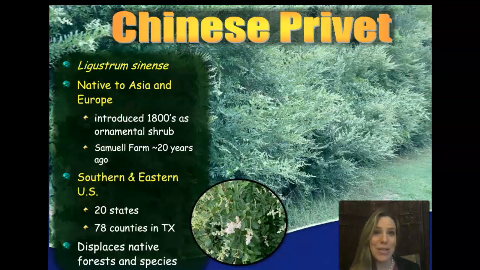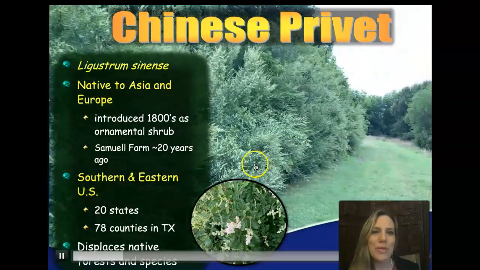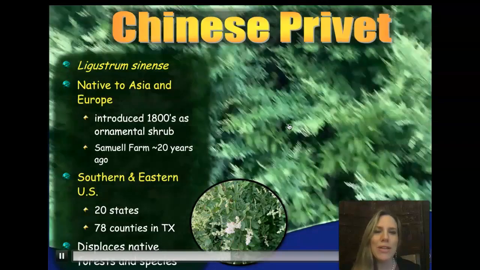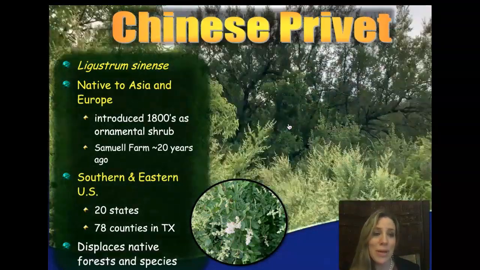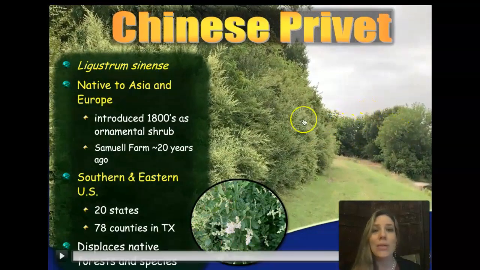And so I was there just the other day and took a little video of privet. So check out this. This plant can grow to 30 feet in height, and it just takes over everything. So it's only been at Samuel Farm for about 20 years, and you can just see how it's completely taken over.